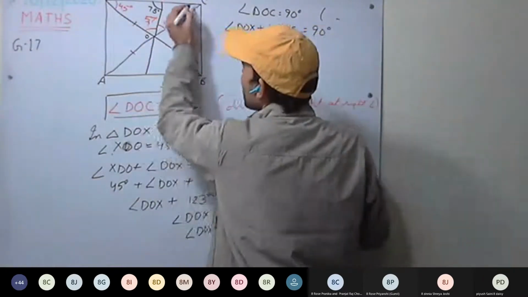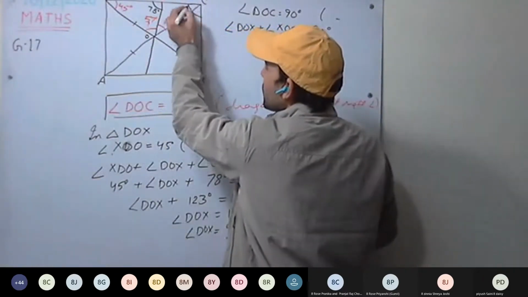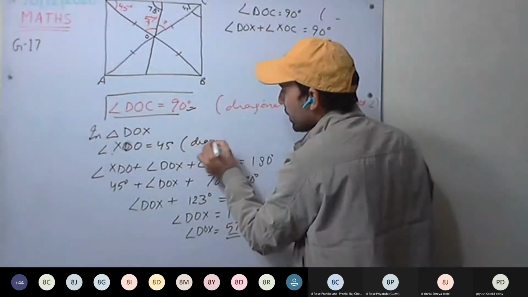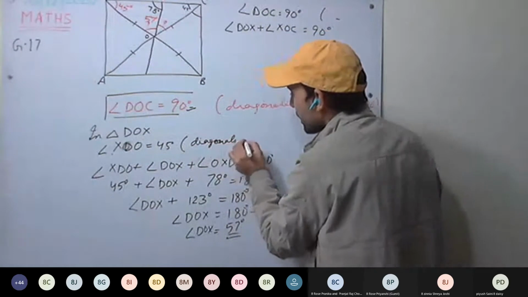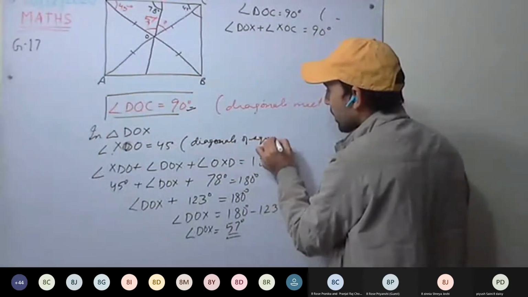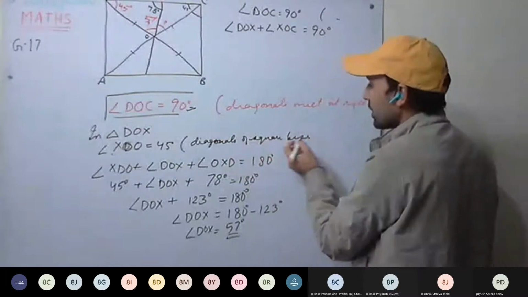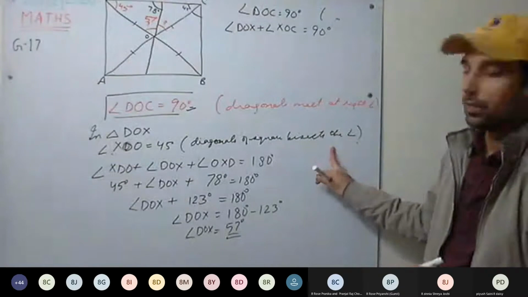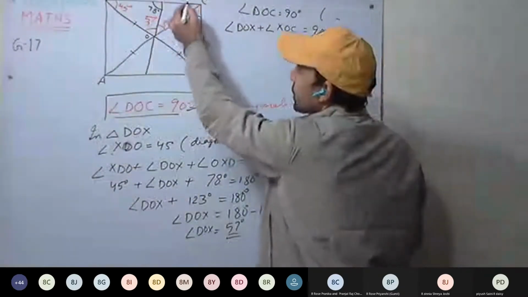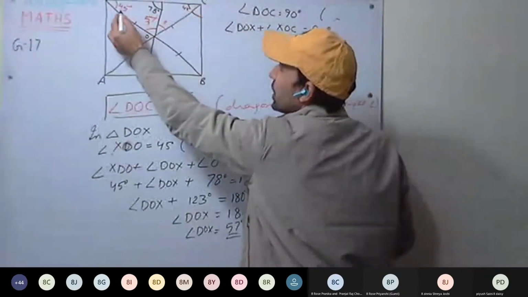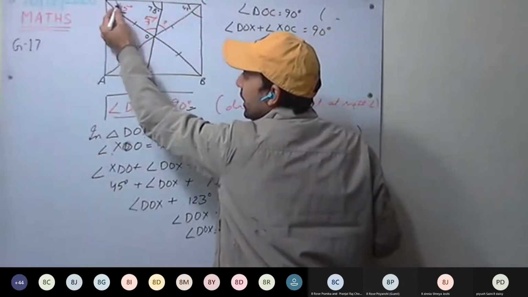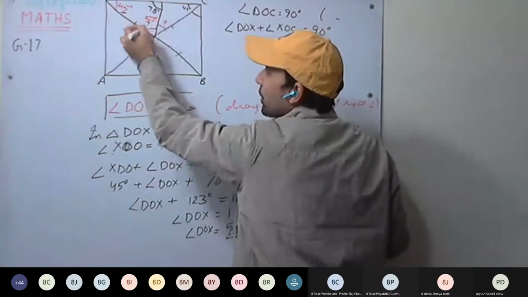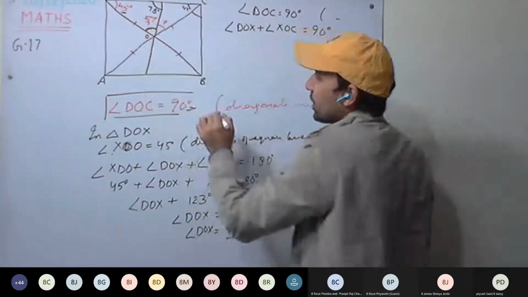See here, these diagonals are bisecting these angles, and since it was 90 degrees, it will be 45 degrees. So diagonals of a square bisect the angle, or diagonals in a square bisect the angles. Therefore, this angle will be 45 degrees. This whole is 90 degrees, and half of this will be 45 degrees. So the angle sum property of the triangle we apply, and we have calculated this angle, 57 degrees.